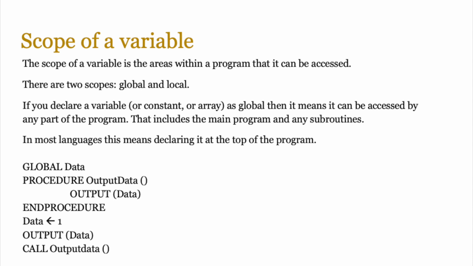So the procedure output data just simply outputs whatever the value of data is. And in the main program, we can assign the value of data to 1. We're going to then output this data variable, which should output 1 on screen. Then we're going to call output data, and output data procedure will also output data. That means you're going to have two ones on screen, one from the output data and one from the results of the procedure. And the reason we did that is to check if the values match.